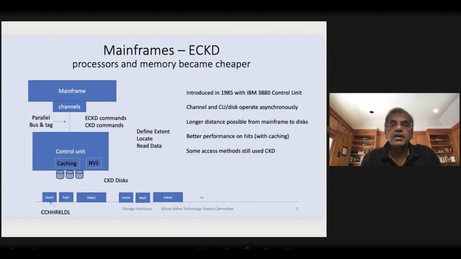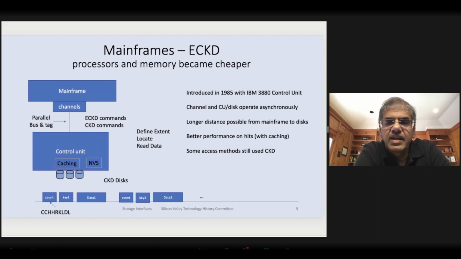Moving on to the other approach that IBM took to solve some of the problems with CKD, an approach called extended count-key data, or ECKD. By the way, both CKD emulation and ECKD became possible once microprocessors became cheaper. You could start putting beefier processors and more memory into these control units. You could do things like caching and non-volatile storage.